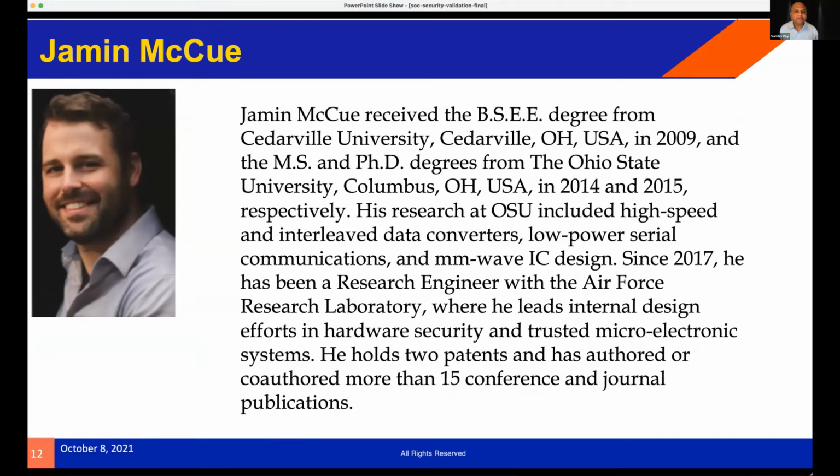He received his bachelor's degree from Cedarville University in 2009 and MS and PhD degrees from Ohio State in 2014 and 2015. His research at OSU included high-speed and interleaved data converters, low-power serial communications, and mm-wave IC design. Since 2017, he has been a research engineer with the AFRL, where he leads internal design efforts in hardware security and trusted microelectronic systems. He holds 2 patents and has authored more than 15 conference and journal publications. So Jamin, the floor is yours.